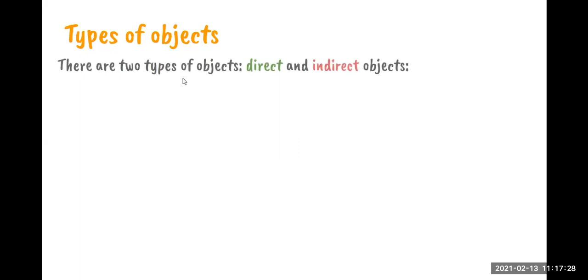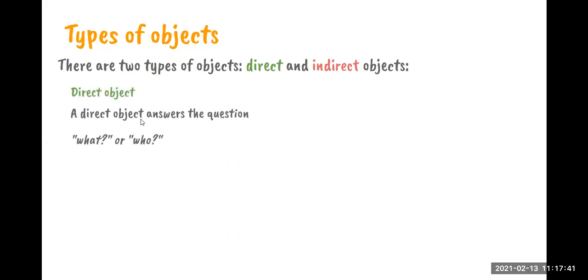So let's see. We have different types of objects in English, okay? So we are going to check them today. I want you to pay attention. I want you to take notes because after this, I'm going to ask some questions, okay? Pay attention. It says there are two types of objects. We have the direct object and the indirect object, okay? So how can we define them?